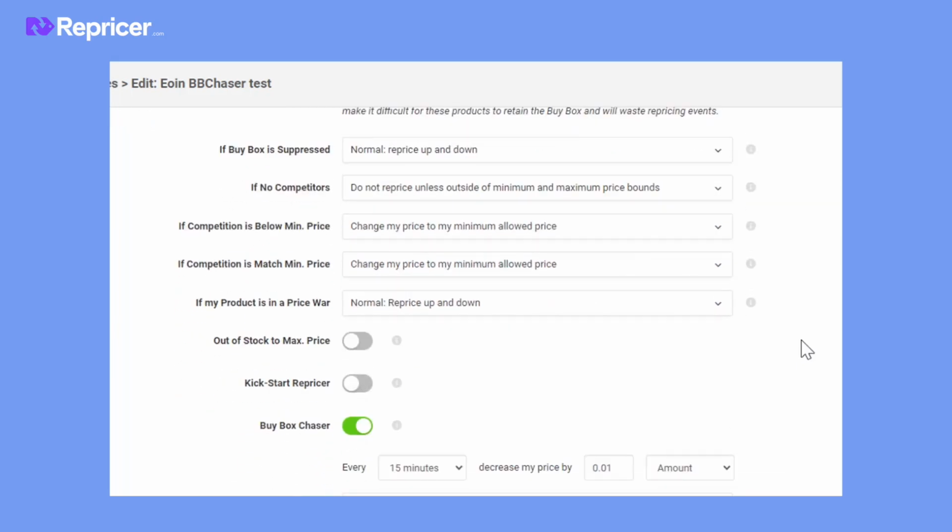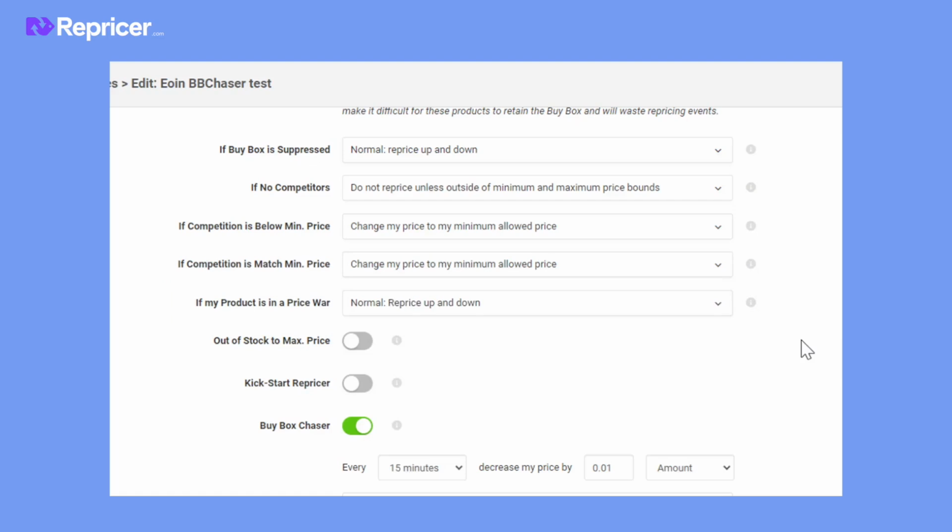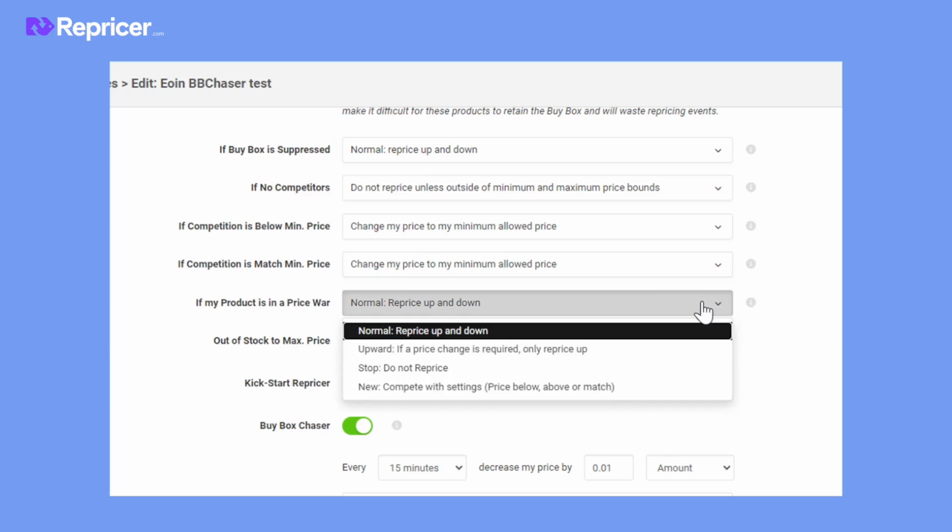Repricer's Price War AI closely monitors your products, assessing their competitiveness, historical trends, and more, alerting you when your product enters a price war. If your products enter a price war, use our Price War rule setting to adapt your strategy, whether by increasing your price, not repricing, or even applying a whole new way of competing with your competitors.